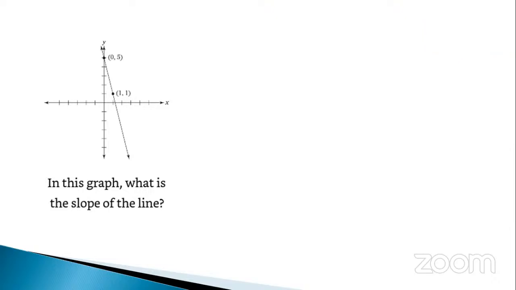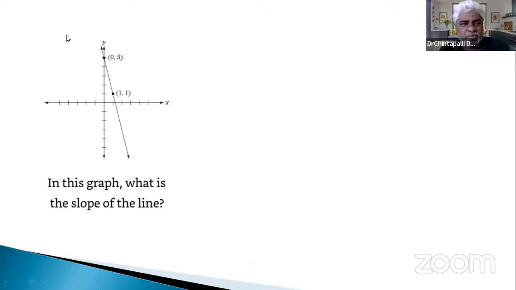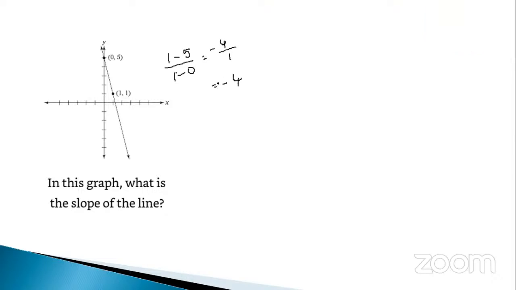So is the answer -4? Yes, exactly. -4. 1 minus 1, 1 minus 5 over 1 minus 0. -4 over 1. That is equal to -4. Yes.